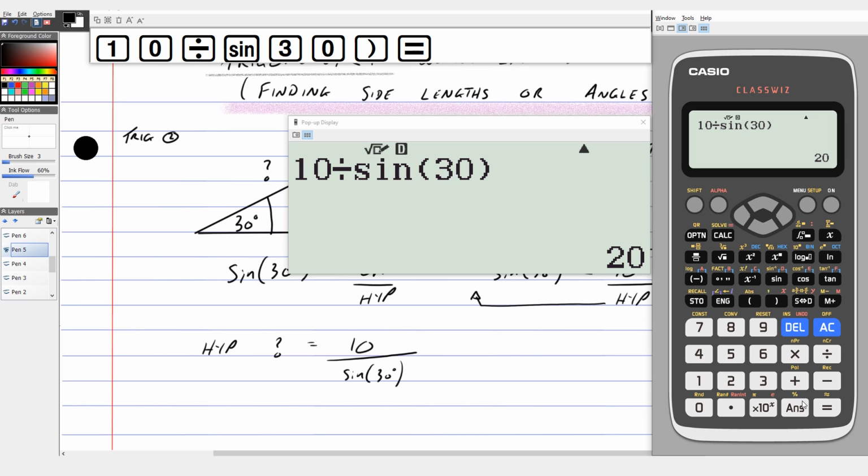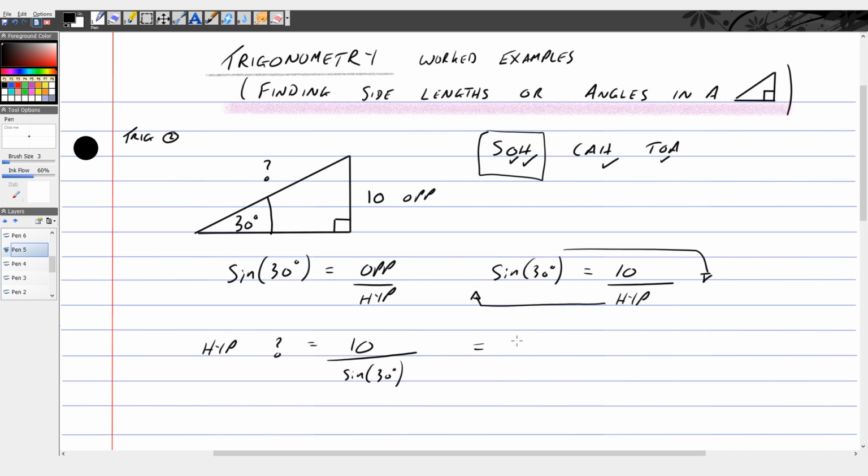So the hypotenuse is 20 units long. So now we know, and we can write it on. If this was in miles, then that would be in miles as well. If this was in millimeters, then that would be 20 millimeters. So that wasn't too bad, but it does take practice.